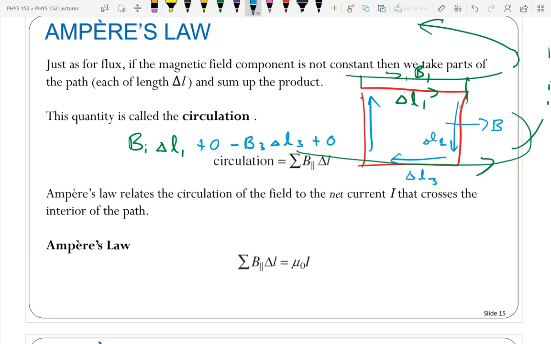Oftentimes we'll make, for a wire, a circle going around. We'll have a uniform magnetic field everywhere, and you can do things like that. But that's the circulation. And what the circulation tells you about is how much current is going through the loop. Not going through my imaginary red surface, but going through the space in that area. So if I have a wire that's extending like this, that would be the current that's going through. Now, this law allows us to say current is creating a magnetic field.